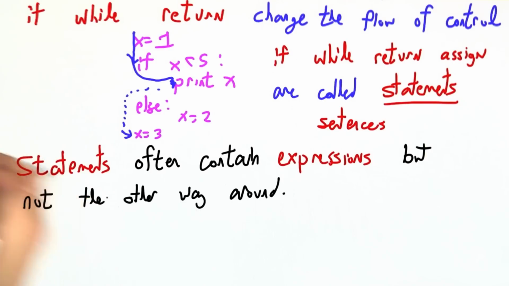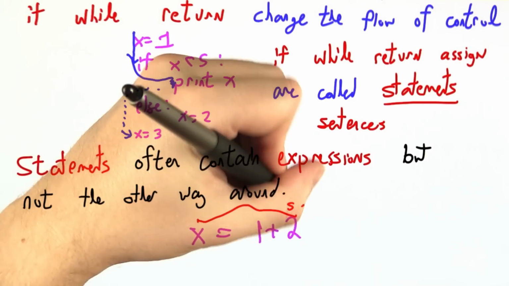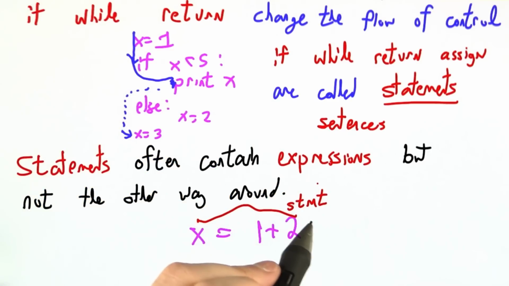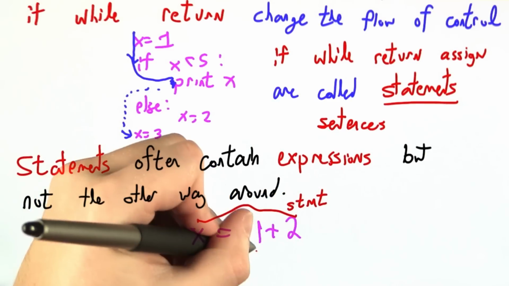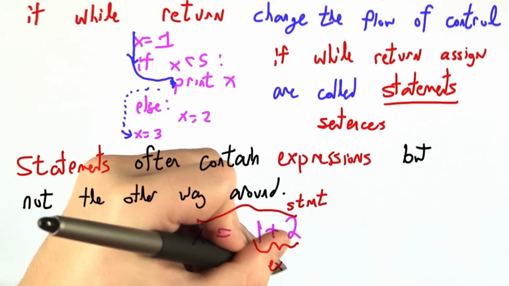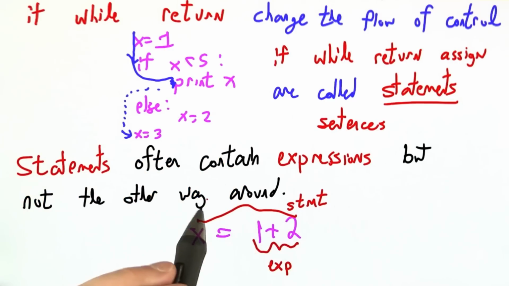You can think of this as being a bit of a hierarchy. This whole thing is a statement. The usual abbreviation for statement is STMT. But just this little part down here is an expression. Just like a whole sentence may contain one or two nouns.